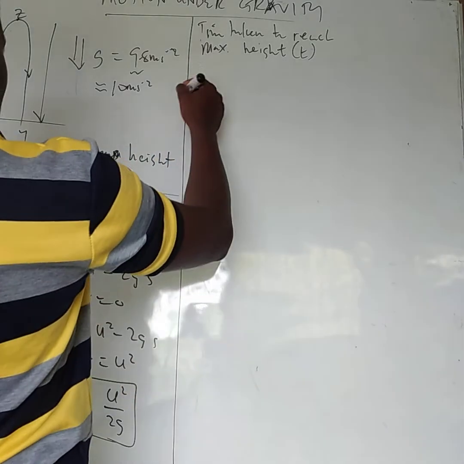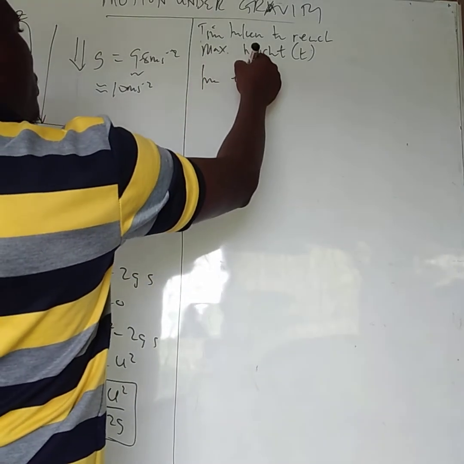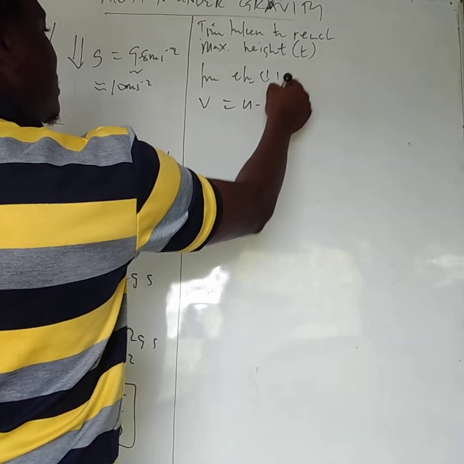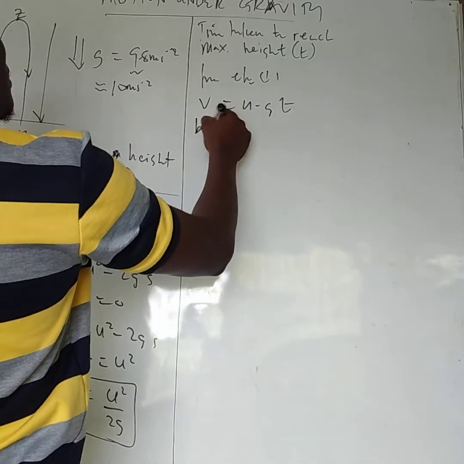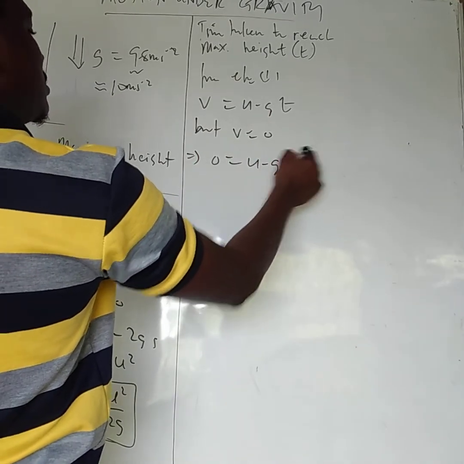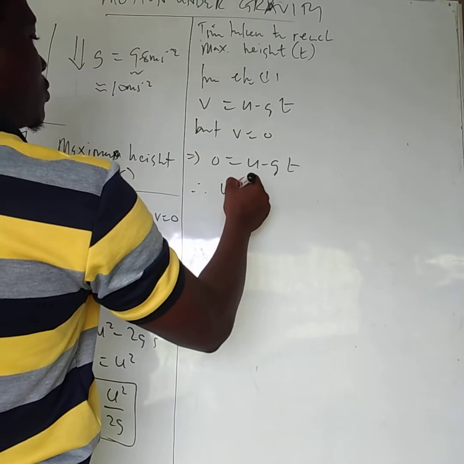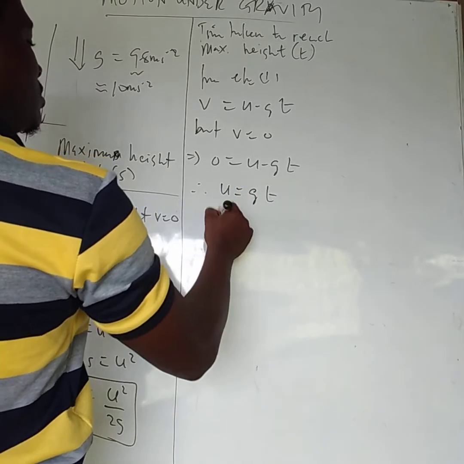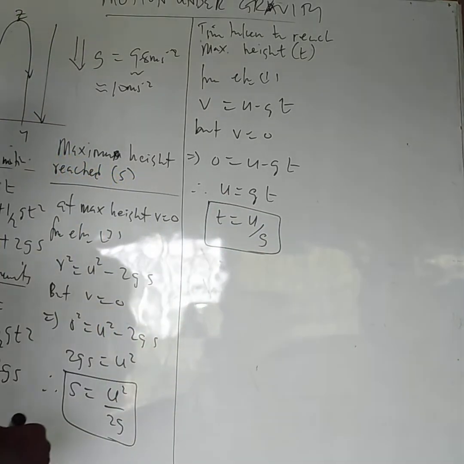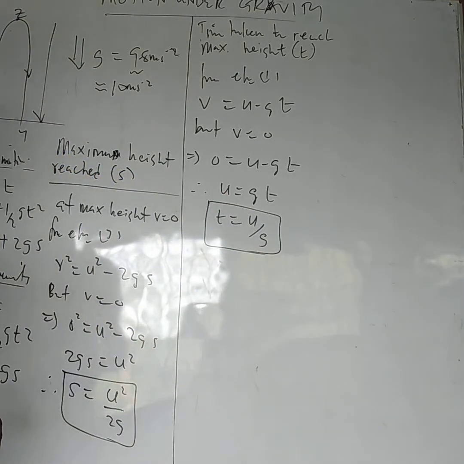From equation 1, v is equal to u minus gt, but v is equal to 0, implying that 0 is equal to u minus gt. Therefore, u is equal to gt. So t is equal to u all over g. This is the equation for the time taken to reach the maximum height.